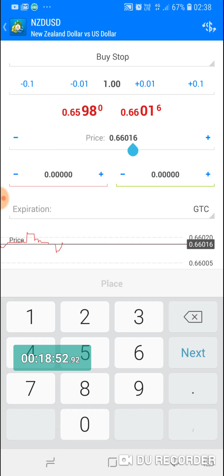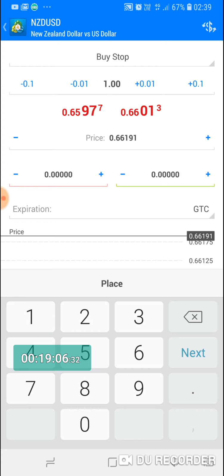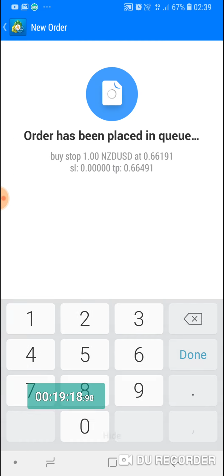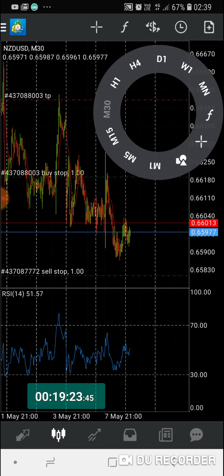Then from this number, that's when you should start adding your 175 points, which is gonna take us to 66191. Then from there, the take profit, first step is to make sure that it balances with the final price. Then from there, that's when you can actually add a take profit of about 300 points. Then I place. Now let's take a look.